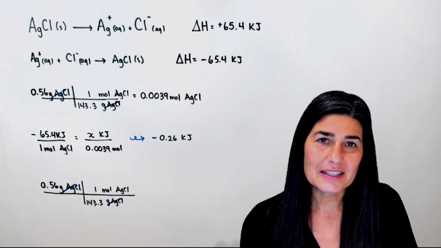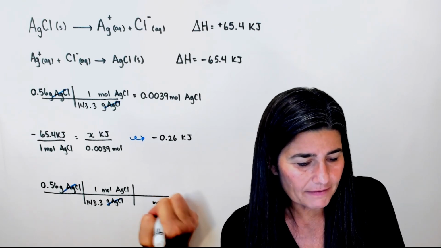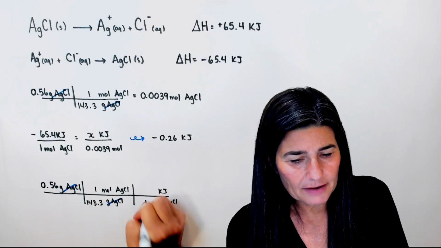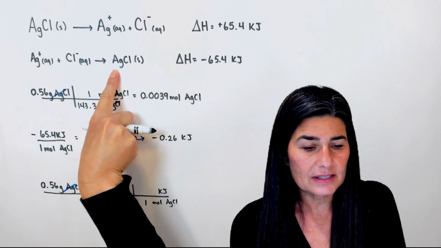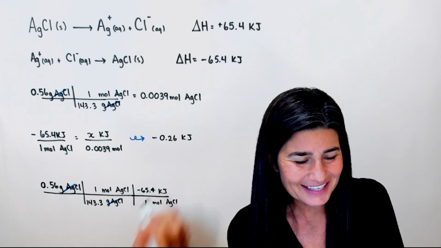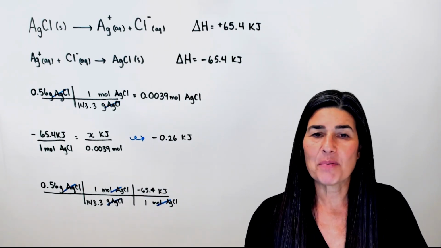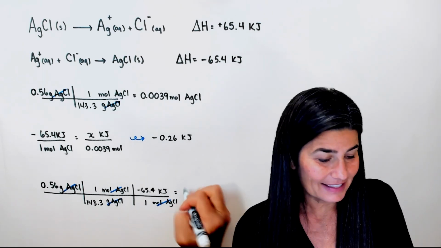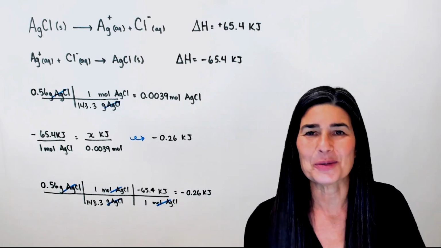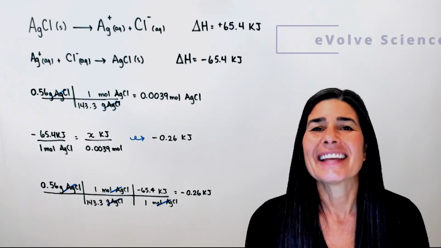Now let's change those into kilojoules. I'm going to get rid of moles of AgCl and go to kilojoules. For every 1 mole of AgCl produced, it's negative 65.4 kilojoules. My moles are gone, and at that point, we're going to get exactly the same number, negative 0.26 kilojoules. So there you have it. Watch your direction. I hope that helps.